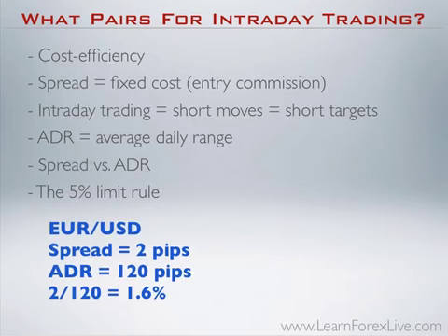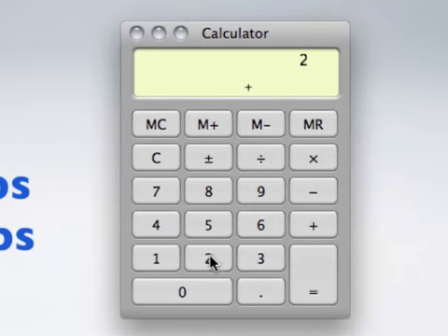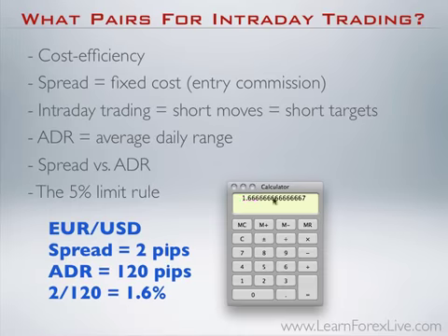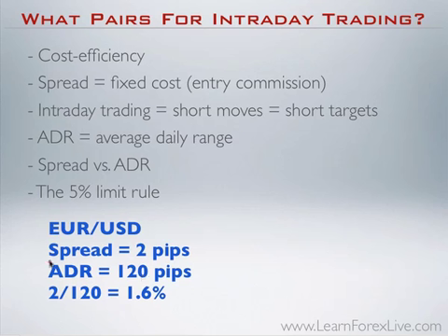Let's pick the euro against the American dollar, for example. The typical spread for this currency pair on most retail brokers is 2 pips. The average daily range as of right now is more or less about 120 pips. So if we divide 2 by 120, let me bring out my calculator, 2 divided by 120, and now let's multiply that by 100. As you can see, that's 1.6%. So the spread on the euro against the American dollar is only 1.6% of the average daily range.